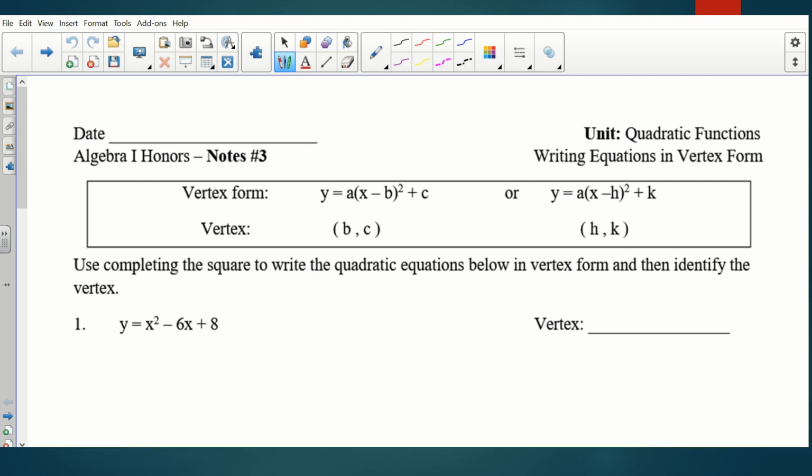Hi everybody, welcome back. Today we're going to be talking about writing equations in vertex form.